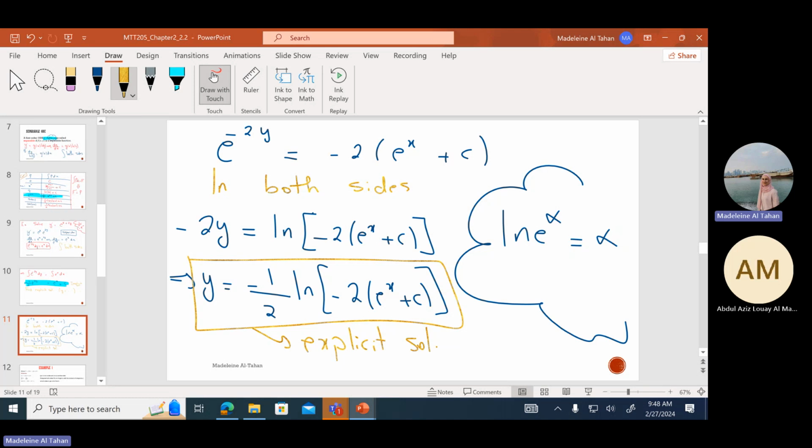Any questions regarding our first example? Now, I need each of you to choose your partner, and we will write an example on the board and you will solve it together. Please choose your partner.